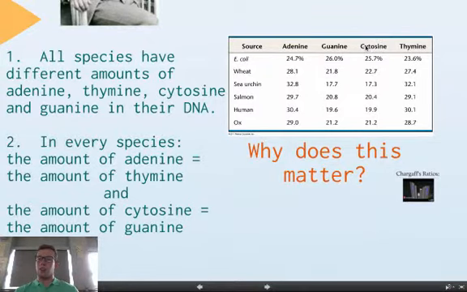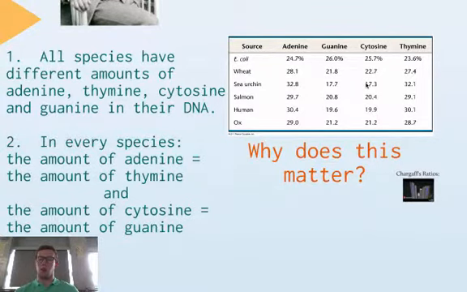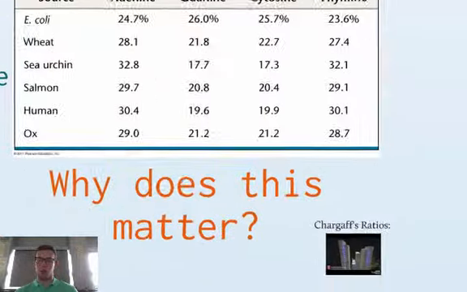Then you have guanine and cytosine being equal, so about 26 and 26. So we have these pairs, and if you go through this table, you can see, especially with wheat and the sea urchin, that these are very similar between these two things. So they're related in some way. So Chargaff came up with this relationship between adenine and thymine, and then cytosine and guanine. So this was one of our next steps.